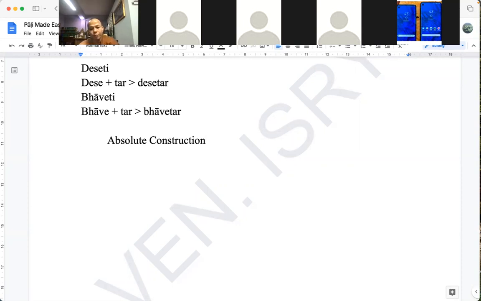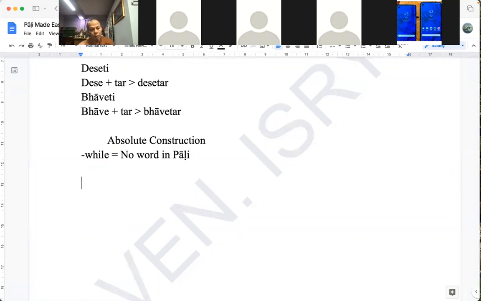In English, we have the word "why" or "when", but in Pali there is no equivalent word. So that sense is expressed by the absolute construction.